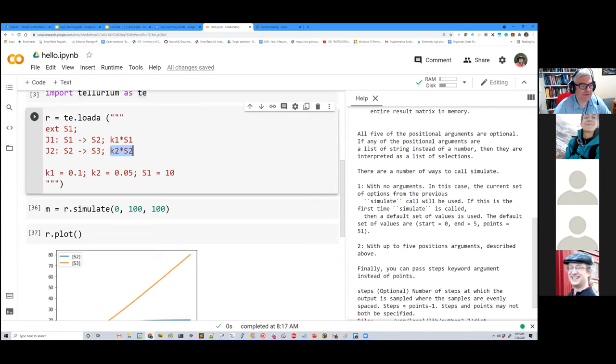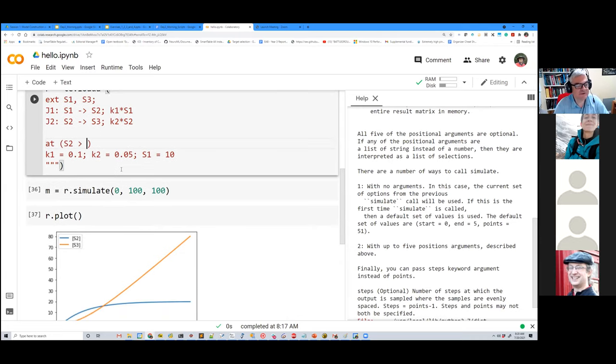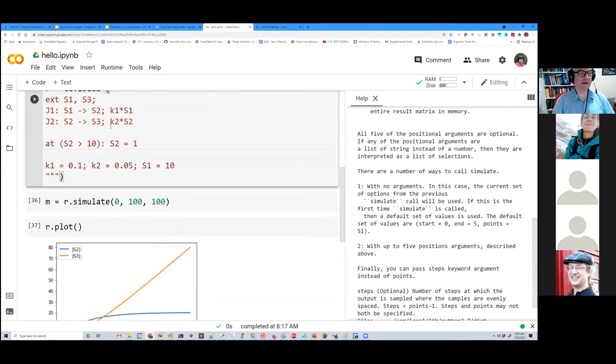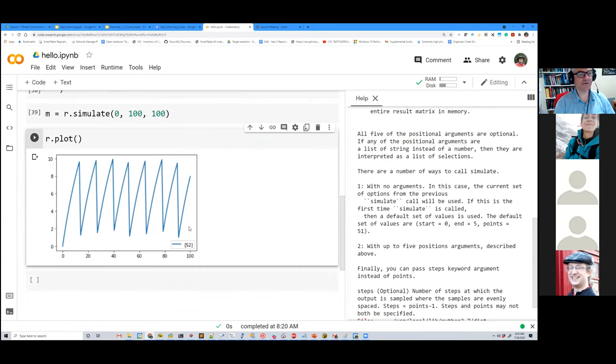Yeah, let's do that. So I'm going to fix S3, and then I'm going to put an event in here. S2 greater than, what was it you suggested? When S2 is greater than 10, we'll push S2 back to say 1. Might be being really mean here, right? It wants to go up, but we keep pulling it back down. So if I run this and then plot, oh look, you sort of get a poor man's version of an oscillator.